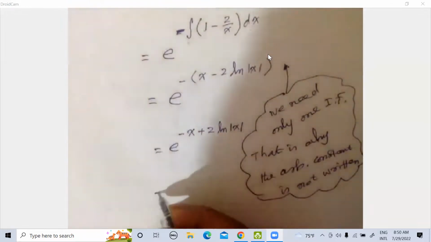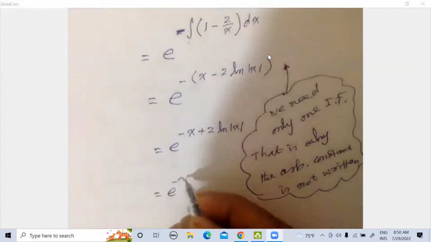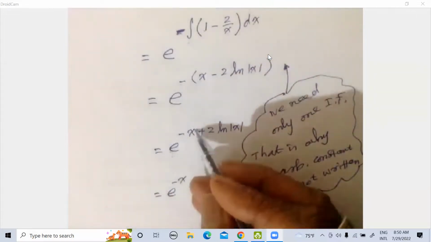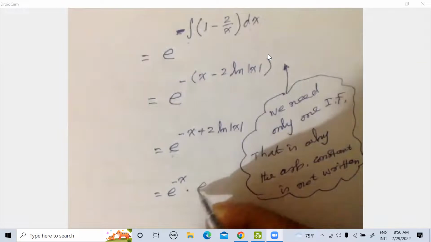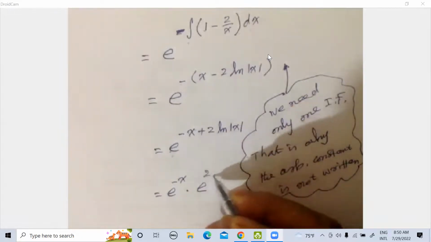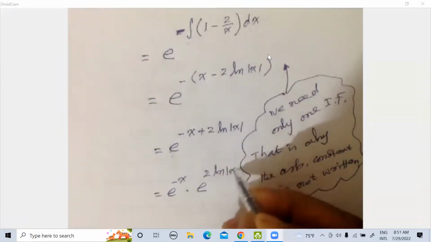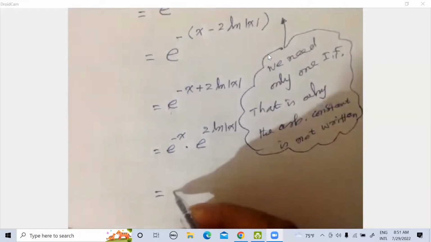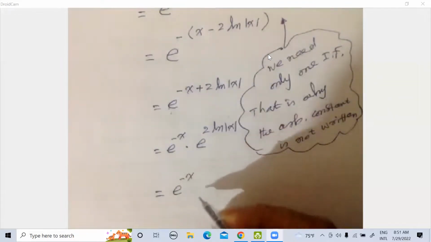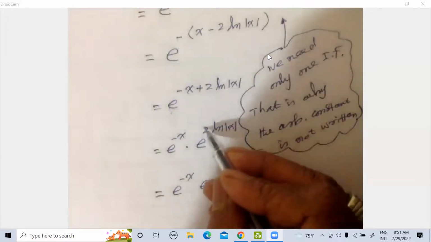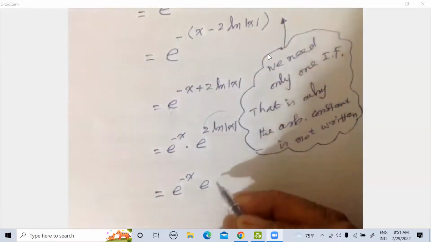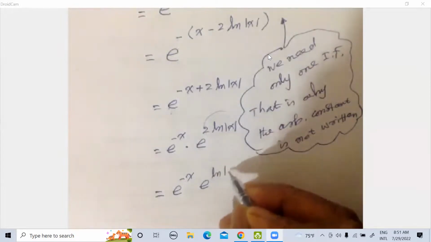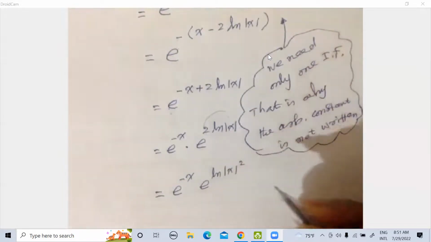Now, this is equal to e to the minus x, by properties of exponents, minus x times e to the power 2 ln absolute x here. Even if you drop the absolute value there, it's okay. This is equal to e to the minus x. Here, of course, we get e to the ln absolute x squared.